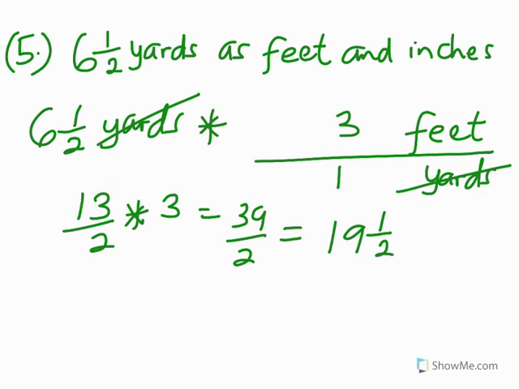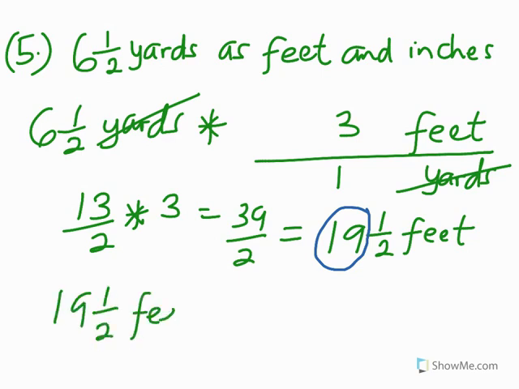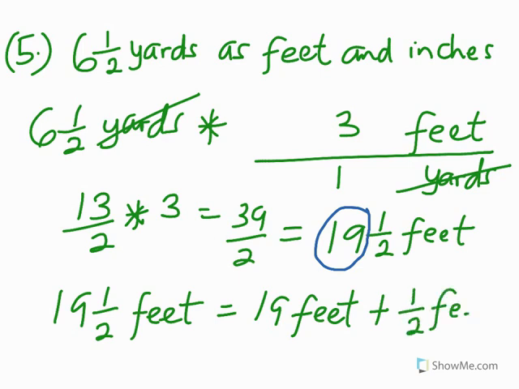19.5 feet, right? So like I said, keep the integer part, 19. Keep it in feet, because 19.5 feet means 19 feet plus half a foot. This is the first method. That is what it means, because 19 feet is 38 over 2 plus 1 over 2, which gives you 39 over 2. So we keep this integer part in feet.